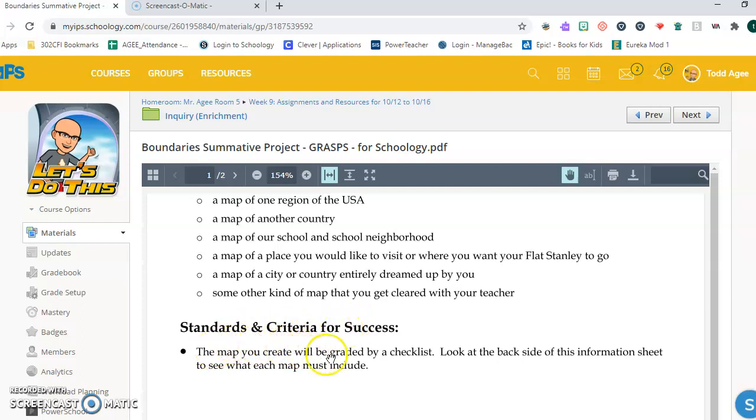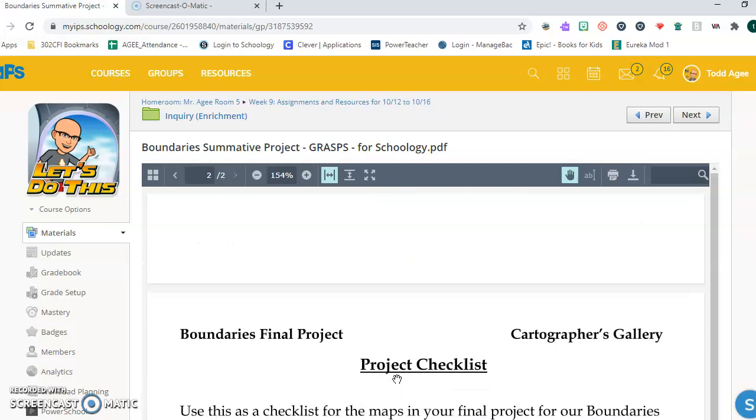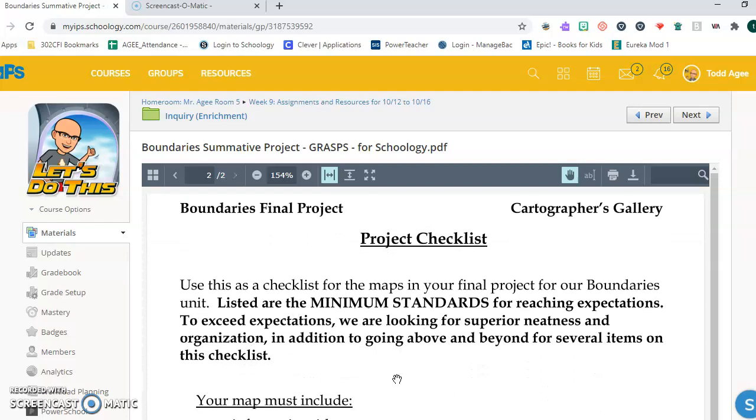The map you create will be graded by a checklist. Look at the back side of this information sheet to see what each map must include. So this was designed as a hard copy piece of paper. The second page is actually right here. So you're looking at the second page to see, how do I know if I'm doing a good job? So you use this checklist for the maps in your final project for our boundaries unit. Listed are the minimum standards for reaching the expectations.